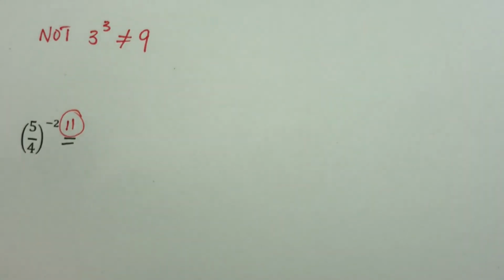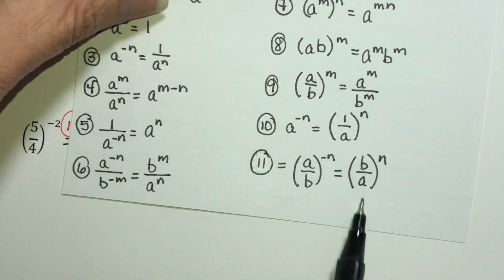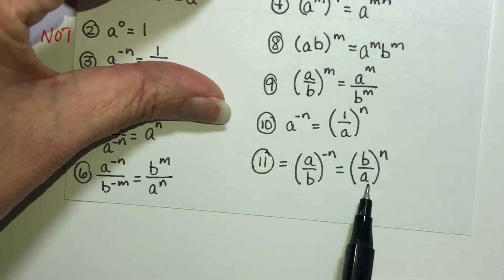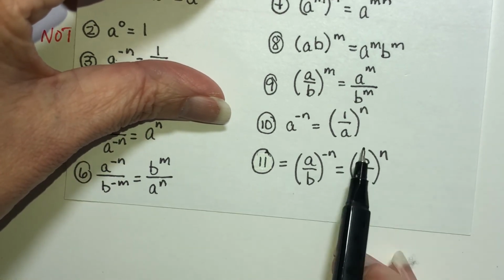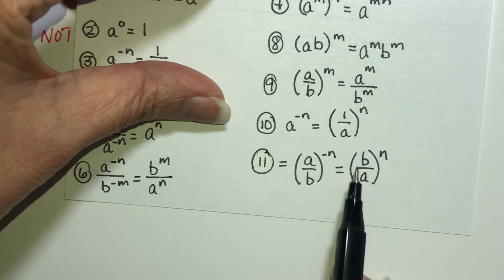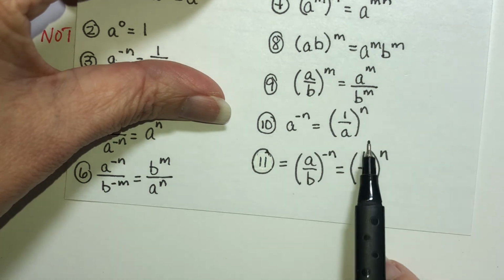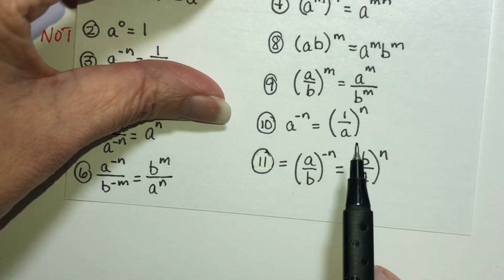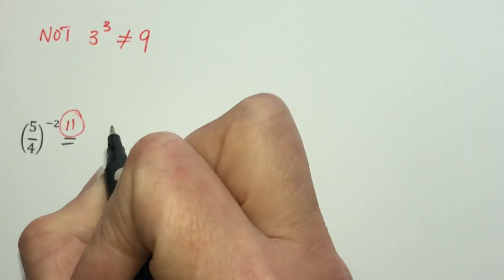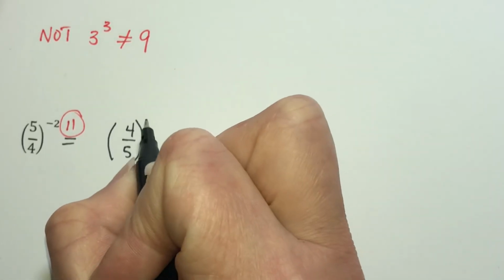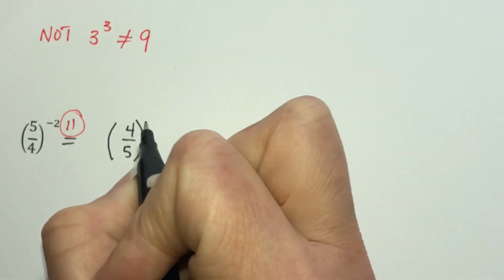Now what property 11 tells us to do is you flip what is inside, no matter what this is. Later on, these can be pretty complicated things. These can have exponents on them. These can even have negative exponents on them. With property 11, we just flip what's inside. It does not matter what is there. So this is the same thing as 4 over 5. Now you change that to a positive exponent, squared.